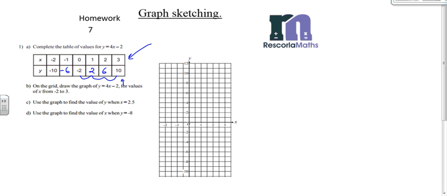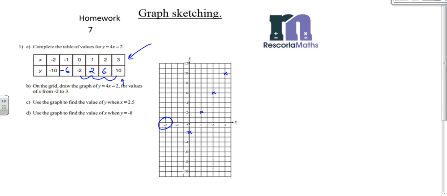So what we do is we plot 3, 10. You go across by 3, up by 10, and you plot the point. Go across by 2, up by 6, and you get that one. Across by 1, up by 2, and we get that point there. 0, minus 2, just be careful. These should lie in a straight line. So 0, minus 2 is this one over here, not that one over there.